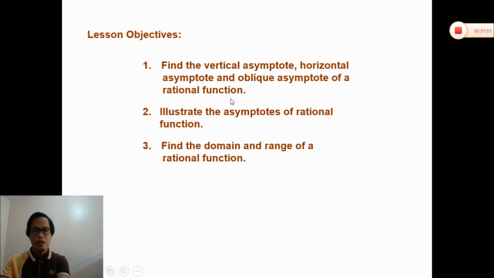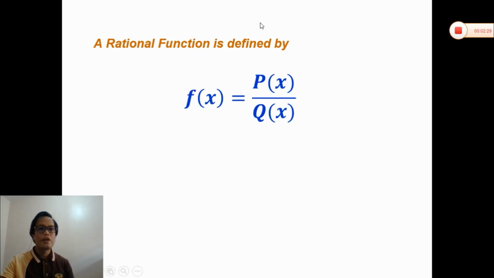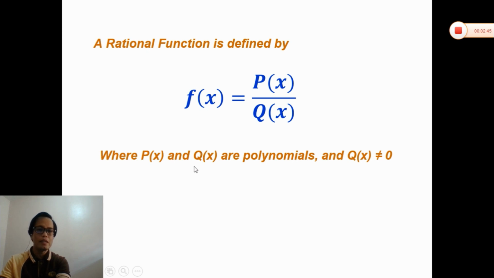This topic requires us to have prior knowledge of the following skills. Number 1, division of polynomials, and plotting the graph of a linear function. So to start, let's proceed to the definition of a rational function. A rational function is defined by f of x equals p of x over q of x, wherein p of x and q of x are all polynomials. And see to it that our denominator, q of x, should not be equal to 0.